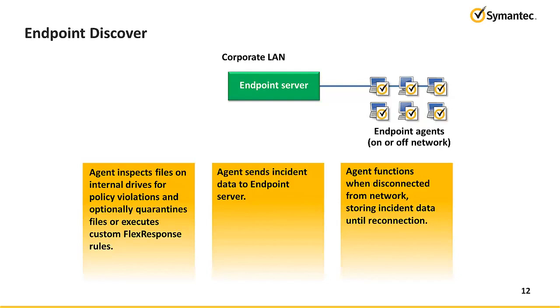When Endpoint Discover detects confidential files on Windows endpoint computers, it can quarantine them, or apply customized automatic responses built on our FlexResponse API. For Mac endpoint computers, Endpoint Discover will simply log an incident.